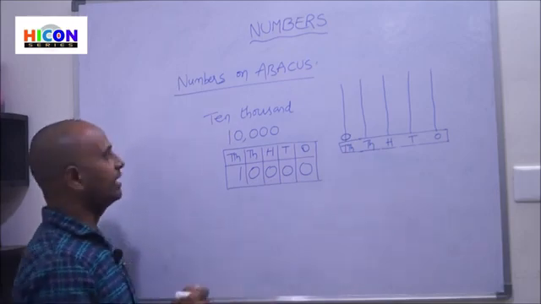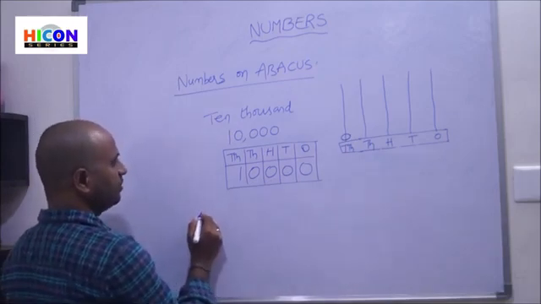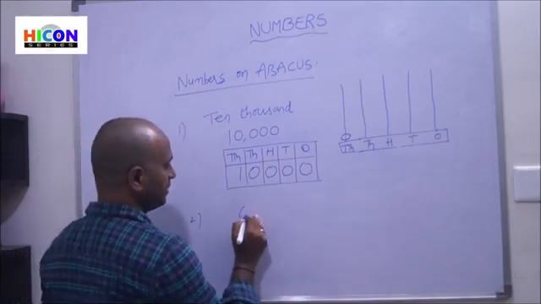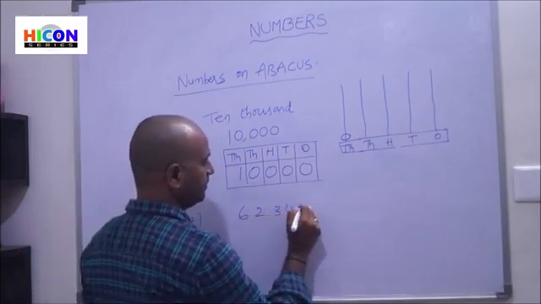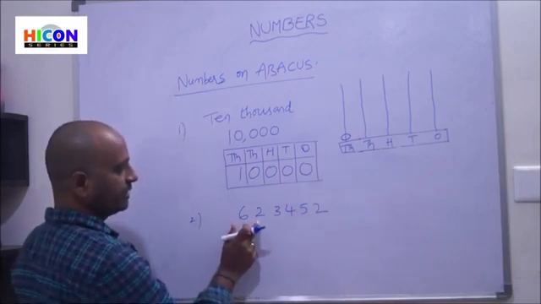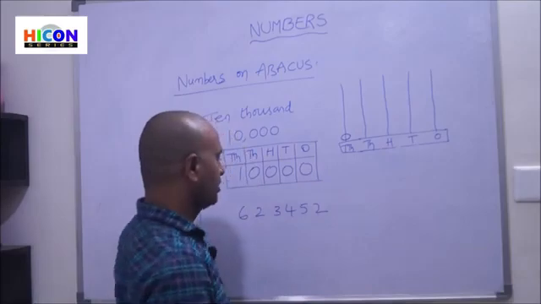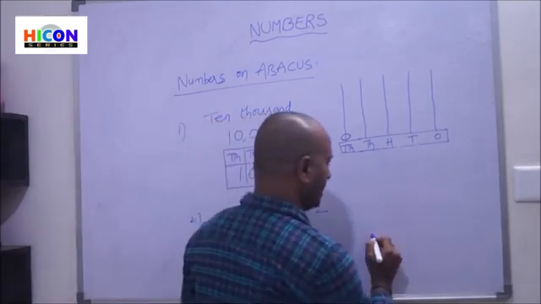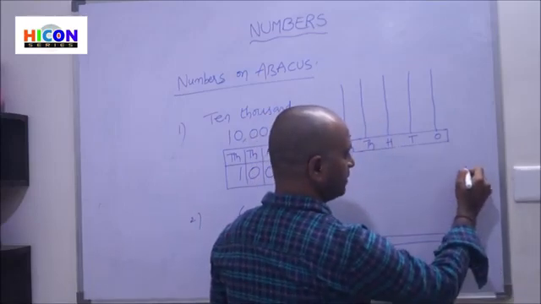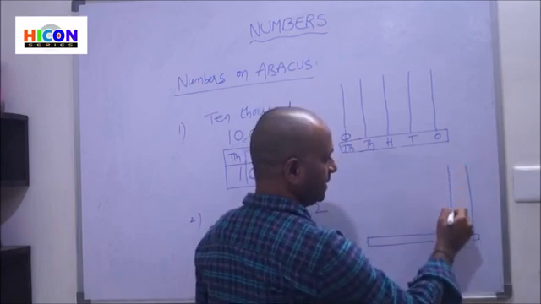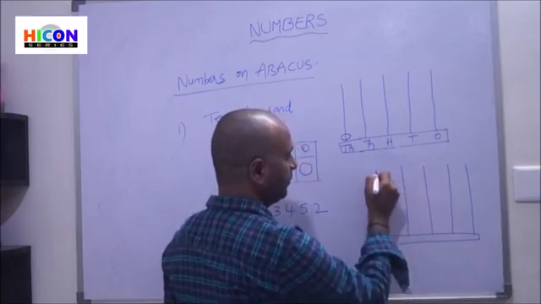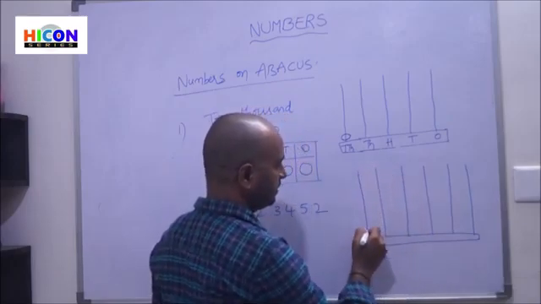Now let us take another example. Take a 6-digit number like this. So this is a 6-digit number. How do we represent this number on the abacus? There are 6 digits. Now take an abacus, and on the abacus take 6 sticks. So this is the first stick, second stick, third stick, fourth stick, fifth stick, and this is the sixth stick.